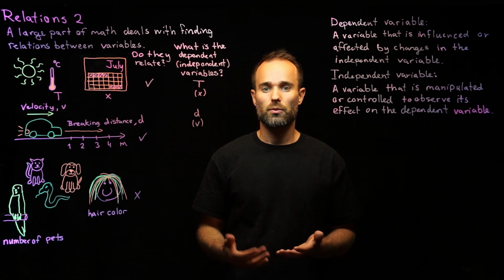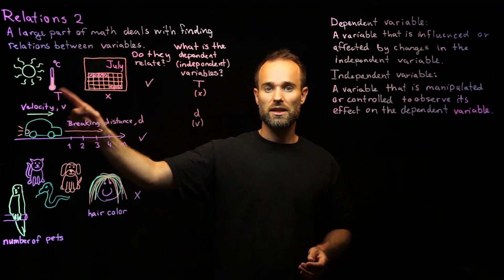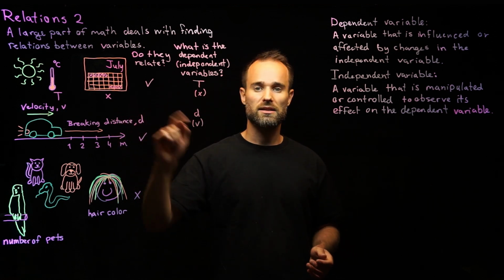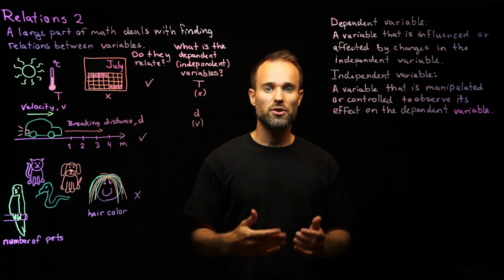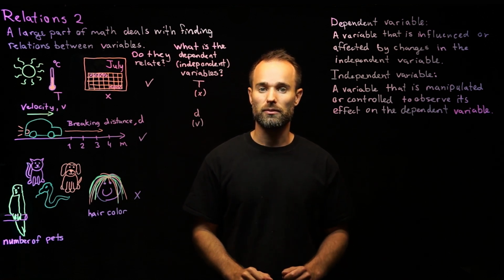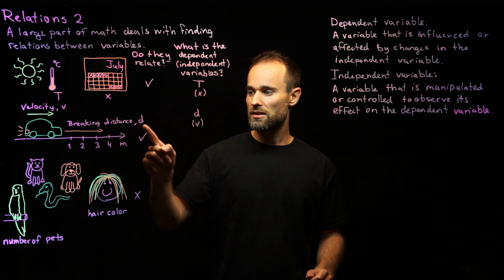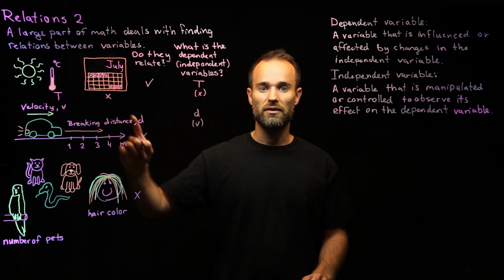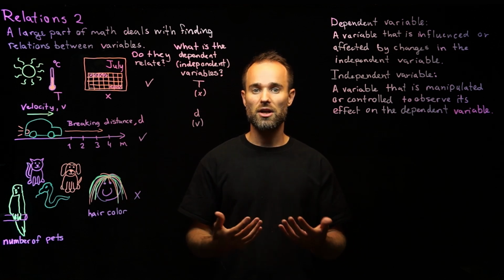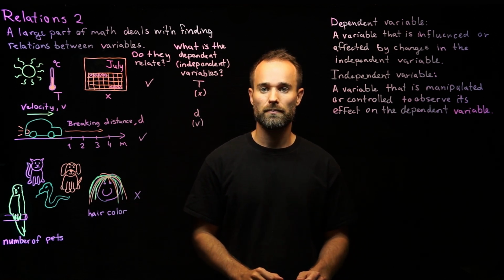The temperature, which is assigned the variable T, depends on the day of the year, which is assigned the variable X. Temperature is the dependent variable and the day of the year is the independent variable. Braking distance D depends on the velocity V. Braking distance is dependent and the velocity is the independent variable.